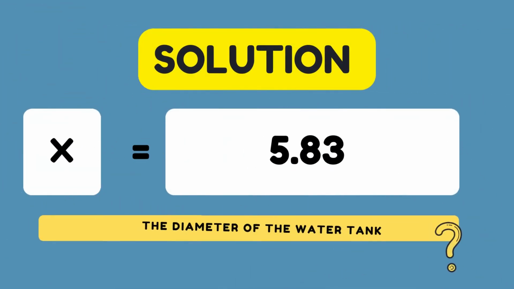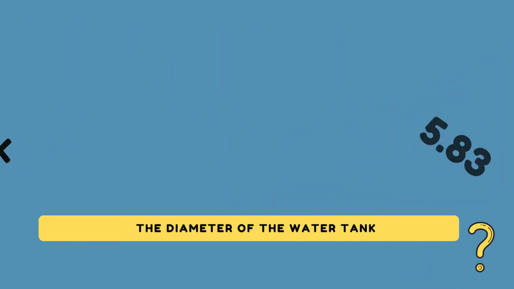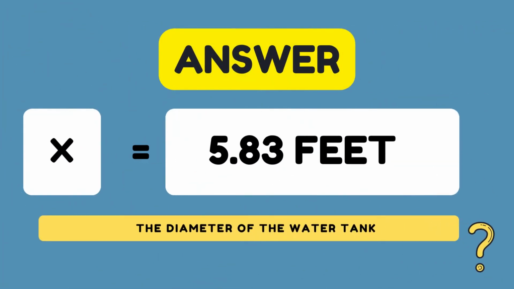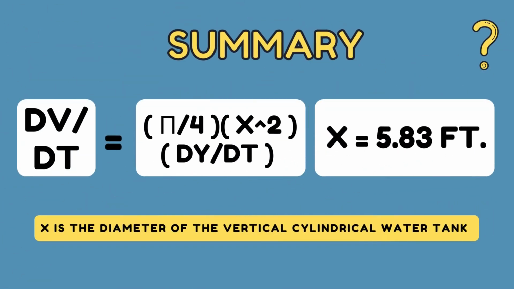Finally, we have arrived at the answer. X is equals to 5.83. And remember, we represent the diameter using the variable x. Thus, the answer to the question, what is the diameter of the tank? It is 5.83 feet.